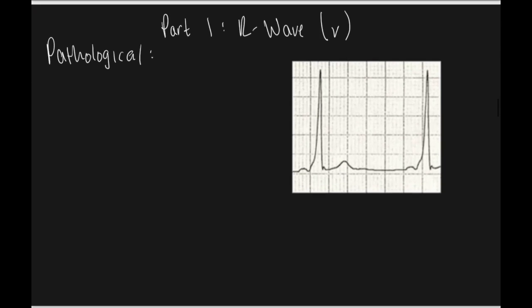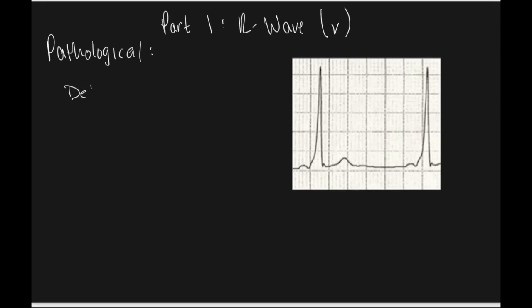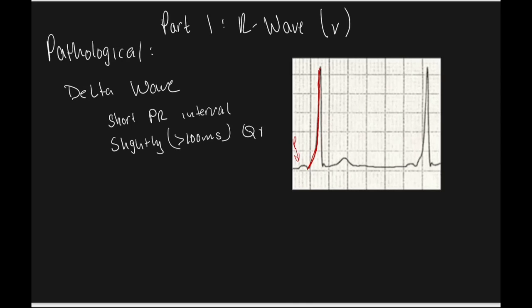Another pathological finding associated with the R wave is the delta wave. And it's that slurring. So here's a P wave. And it's that slurring of the R wave. The delta wave is typically associated with a short PR interval and a slightly widened QRS. But notice how that R wave slurs as it proceeds upwards. We call that a delta wave.